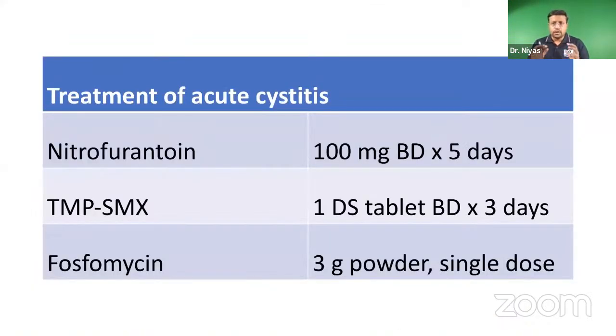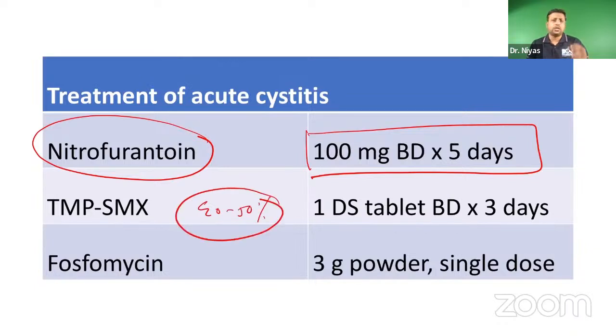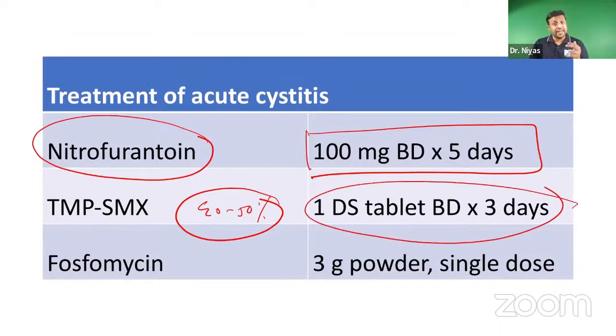Now, for treatment of acute cystitis in the Indian setting, if you have nitrofurantoin, that will be considered the drug of choice, which can be given 100 milligrams BD for 5 days. So this is the treatment of acute cystitis. Trimethoprim sulfamethoxazole has a susceptibility of around 40 to 50%, so it is not chosen as the first line regimen in India. But if you have a proven susceptibility, trimethoprim sulfamethoxazole, one double strength tablet, can be given for 3 days. It is also an excellent drug, but susceptibility has to be proven.